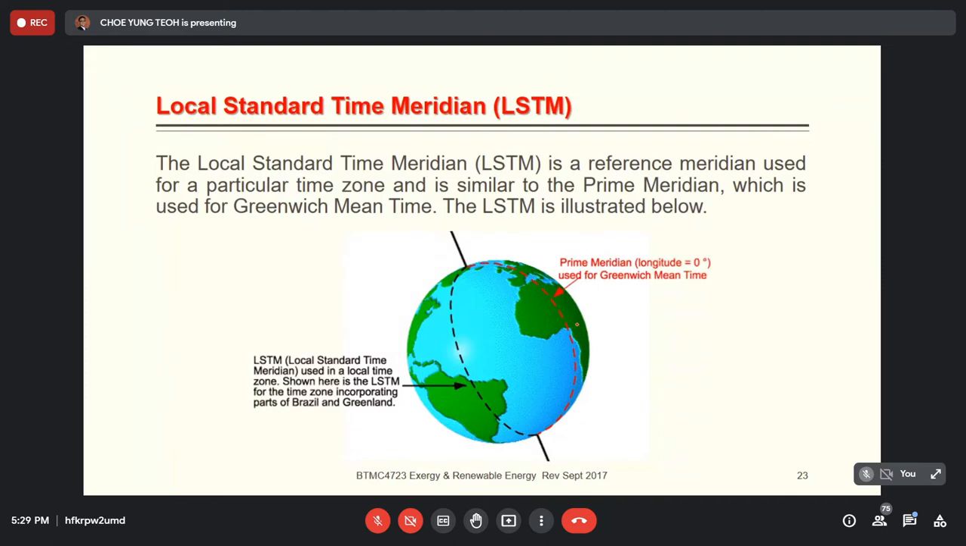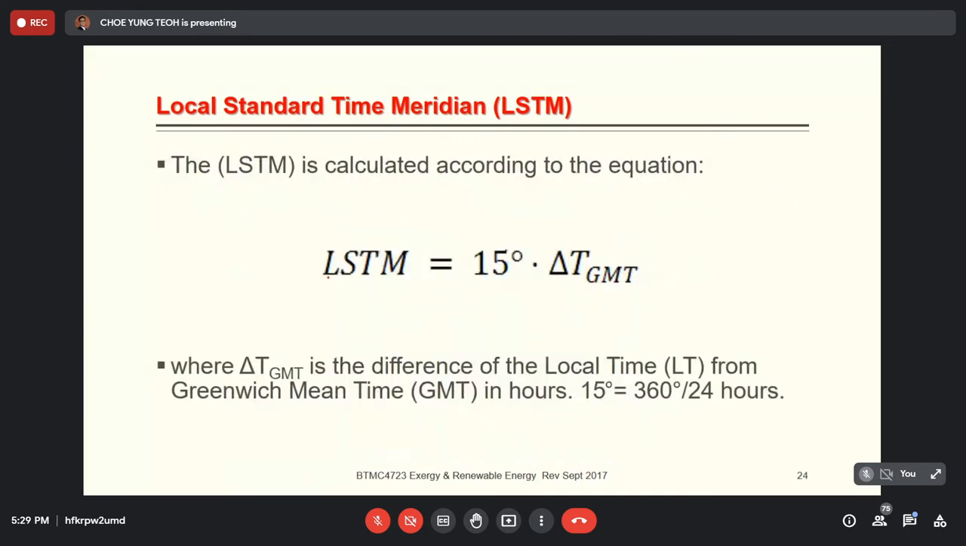So we take Greenwich as a reference point in the UK. Greenwich is located in the UK because they make the time. They start, so we take them as a reference point. So at Greenwich, UK, the time zone is plus 0. They're exactly the same time zone. And then this one, LSTM, is equal to 15 degrees times the local time zone, or we call it Greenwich Mean Time, GMT. I will explain now, so I can skip this.